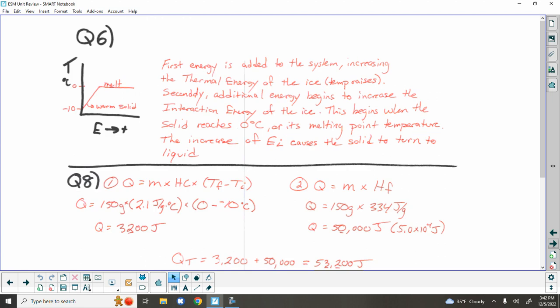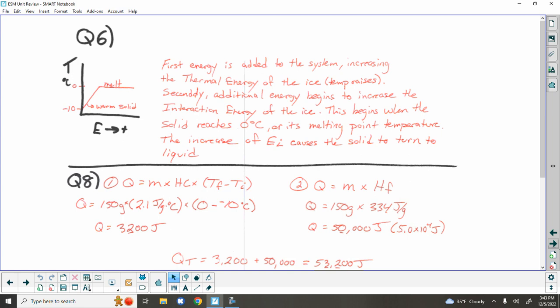Here we have questions 6 and 8 because they go together. Question 6, now we're into the energy calculations. For question 6, we have 150 grams of water at negative 10 degrees Celsius, and then the final state is 150 grams of liquid water at 0 degrees Celsius.